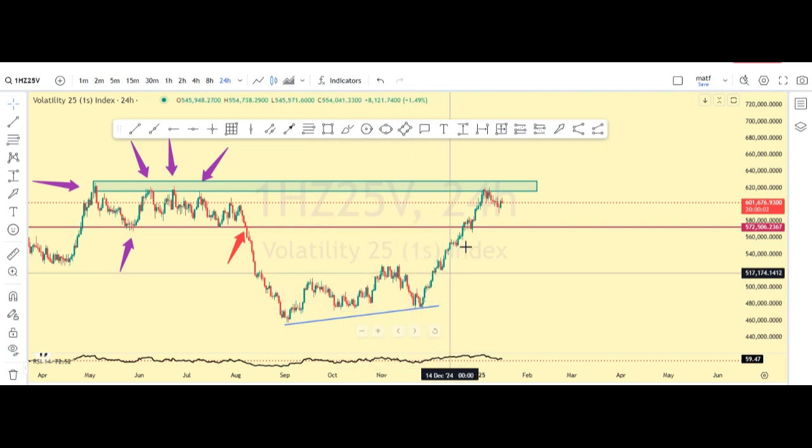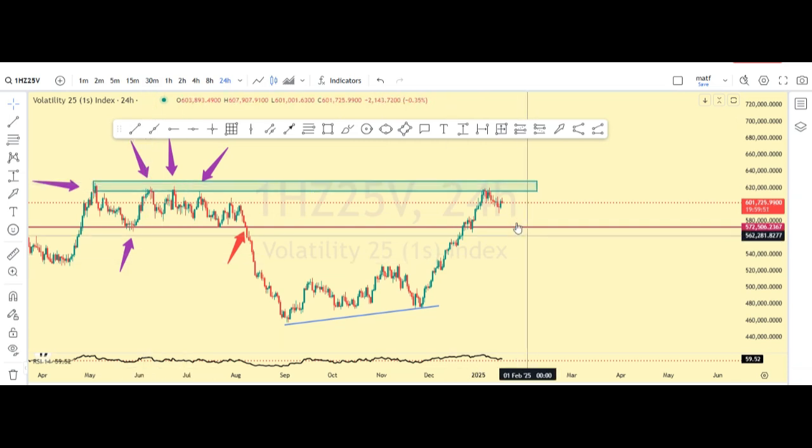Then the buyers pushed the market again to this level. This is January 25th, 2025, and after a very long time, the market got to this level. And what is happening now?